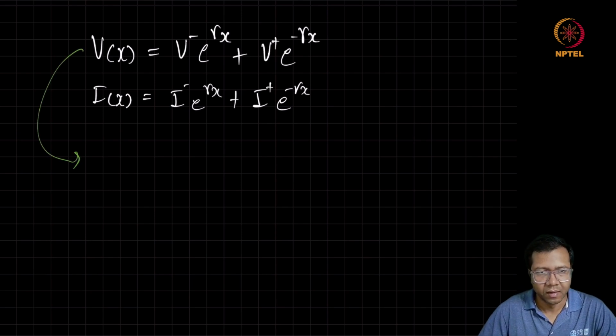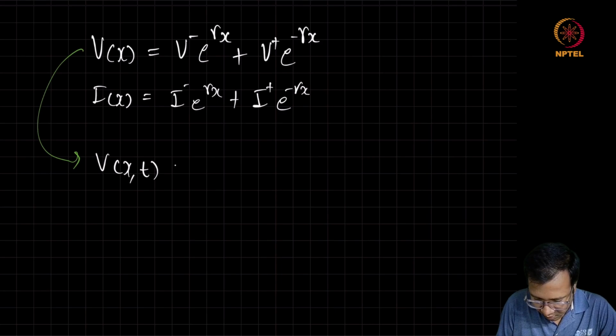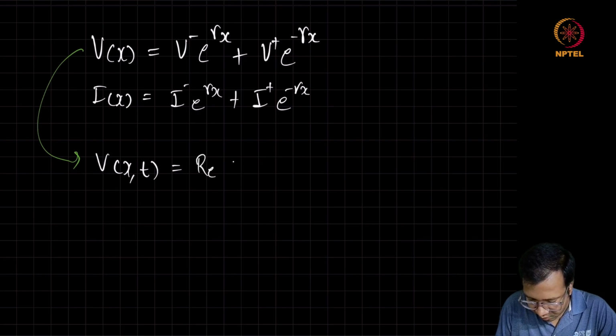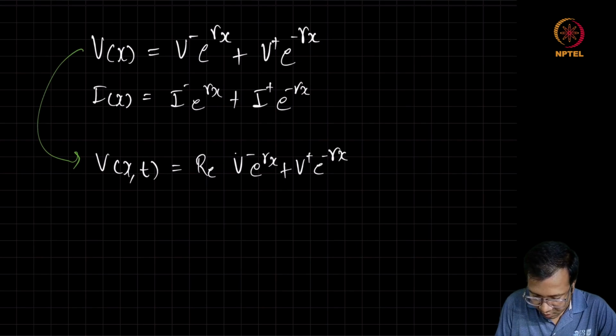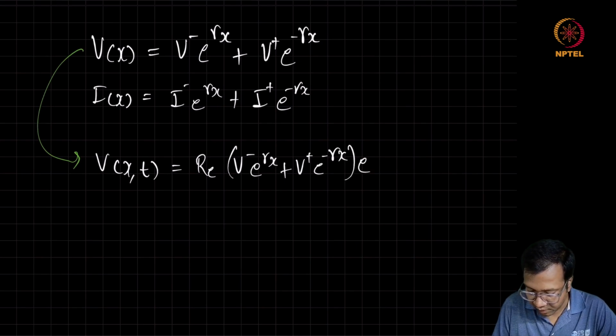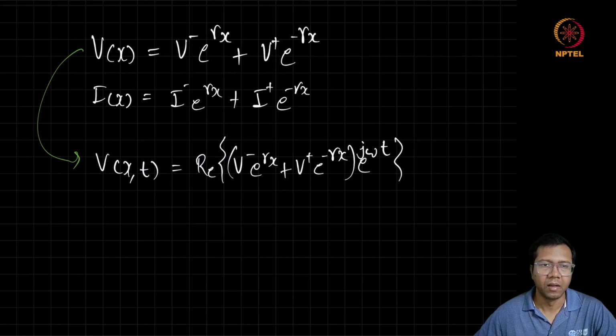write this voltage as a real signal, where V of x comma t will be the real part of V minus e power gamma x plus V plus e power minus gamma x. Here, this phasor is rotating at angular frequency omega. If we take the real part of this expression, we will get the expression for real voltage.